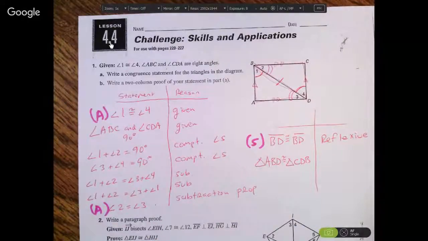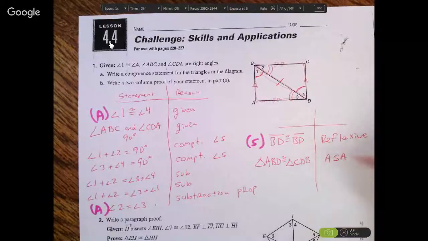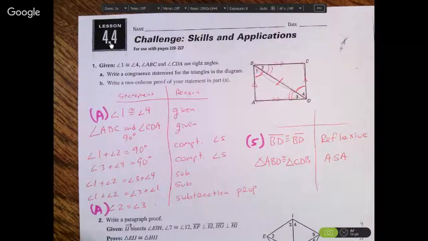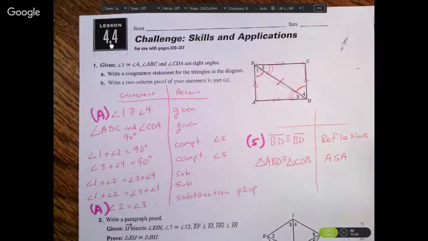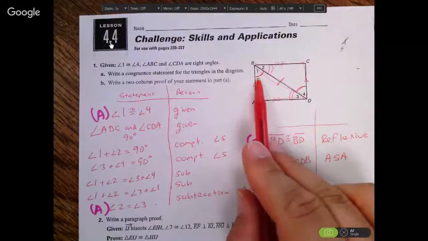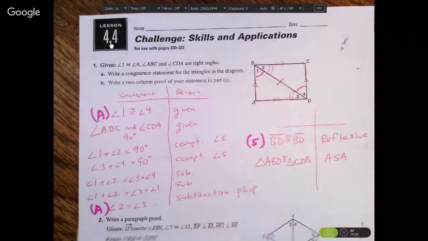Careful. No, it's angle, side, angle. Now, yesterday I said the order of these things don't matter, but it's angle, side, angle, because if we look at the triangles, it's angle, then we're given the side, and then we're given the angle.